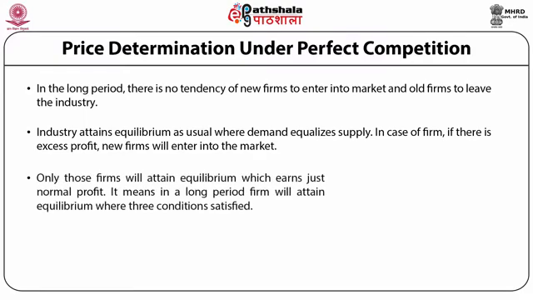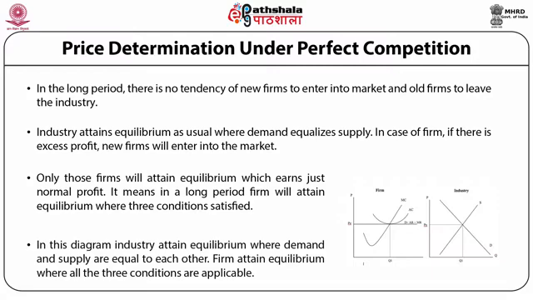Only those firms will attain equilibrium which earn just normal profit. It means in a long period, a firm will attain equilibrium where three conditions are satisfied. Firstly, MC is equal to MR. Secondly, MC cuts MR from below. And lastly, MC = MR = AR = AC. In this diagram, the industry attains equilibrium where demand and supply are equal to each other.